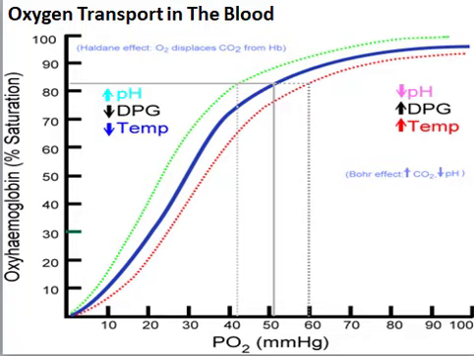This factor can be discussed in this paragraph, which is called the oxygen dissociation curve. In the normal graph, in the blue color, as the PO2 increases, the oxygen saturation of the hemoglobin will increase.